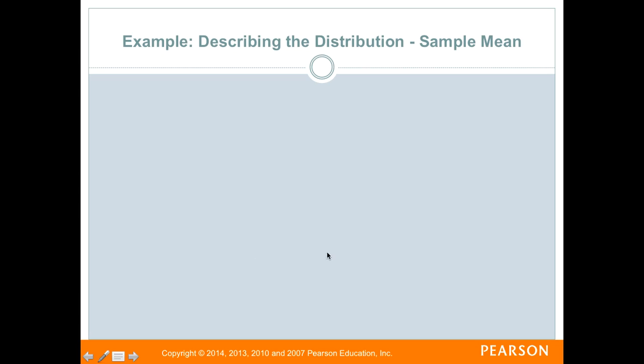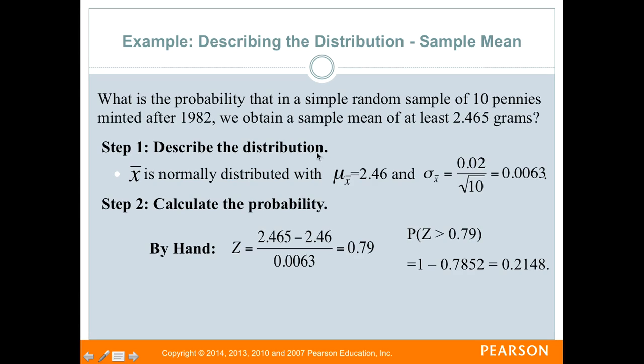Now, if we take a look, I want the probability that we obtain a sample mean of at least 2.465 grams. So that means greater than or equal to. Anytime you're shading to the right, anytime you have that greater than, taller than, heavier than, anything like that, you have to do 1 minus the table value. And again, this is a property back from Chapter 7. I would take a look back over z-scores from that chapter if you're still not comfortable with this. So I take 1 minus the value from my table, and I get 0.2148, or basically a 21.48% chance of obtaining a sample mean of at least 2.465 grams.